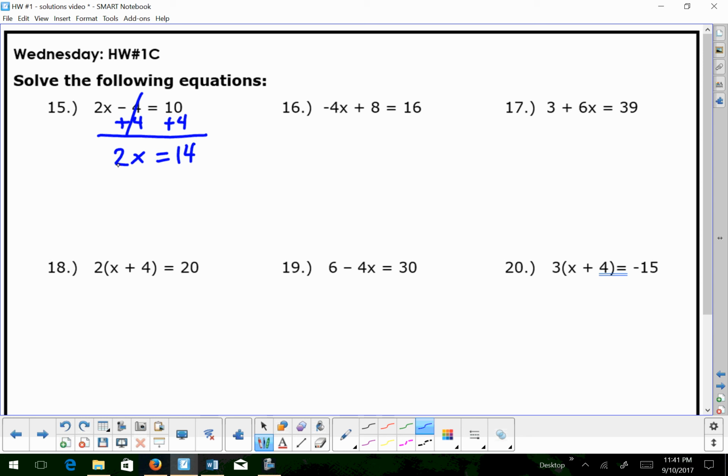This is a coefficient, and coefficients multiply variables. So to undo multiplication, I'm going to use division. 2 is the number I want to eliminate, so I can cancel my coefficient here by reducing 2 over 2 to an invisible 1x. My new solution is 7.